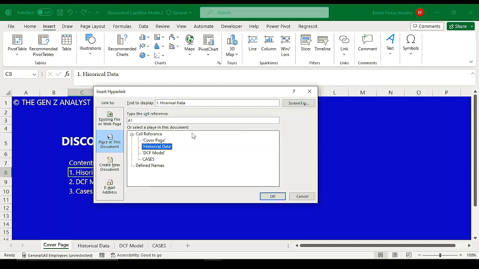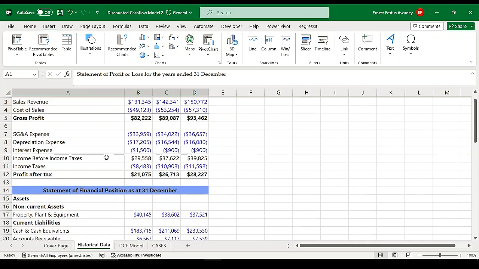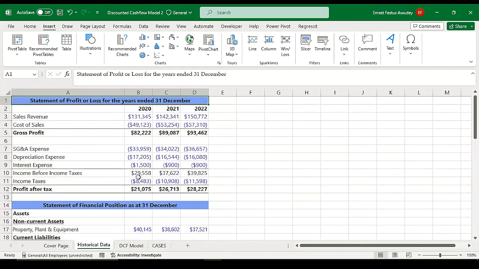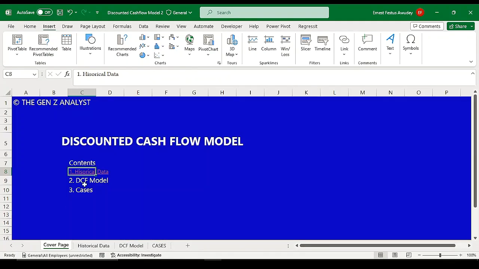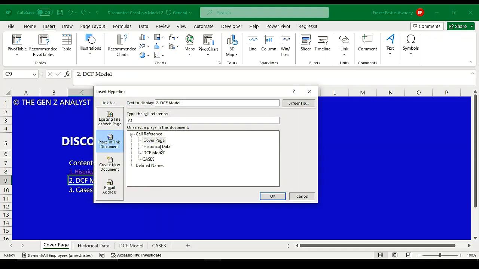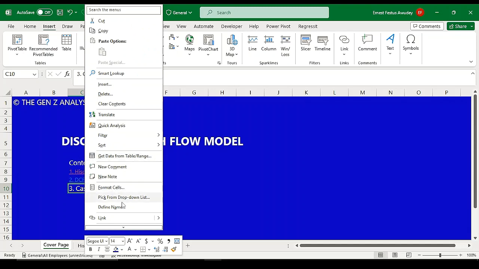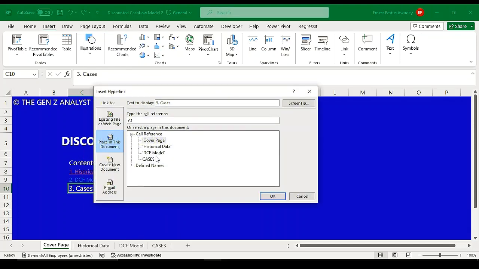type the cell reference there. Okay, so it will open it at A1, that is okay. So I'll click OK. So that when I click on the historical data, it takes me straight to my data tab, historical data tab, as you can see there. Then I'm going to do same for my DCF model as well. So I'll come here, place it here, and then come to my DCF model, and I'll hit OK. And then I'll also come here, right click, link it to my cases as well, and then I'll click OK.